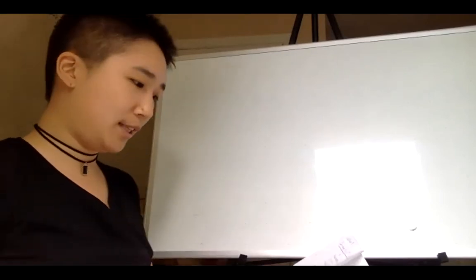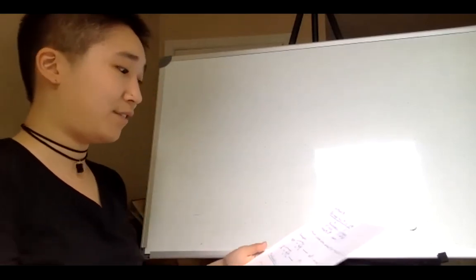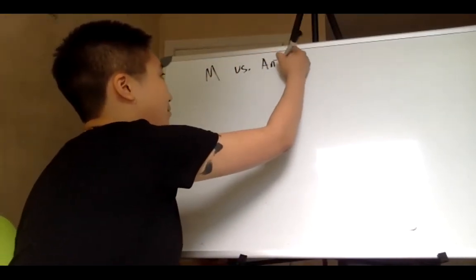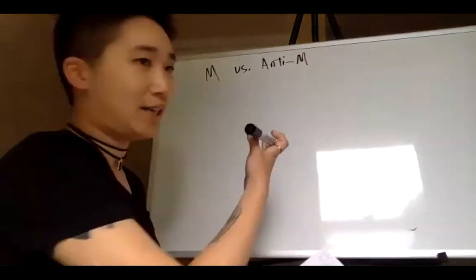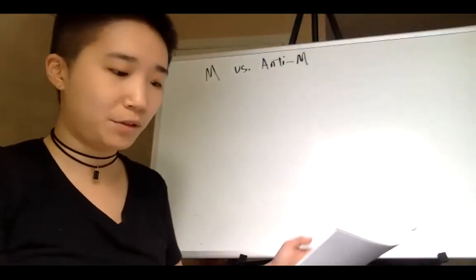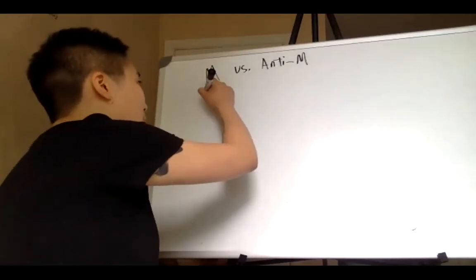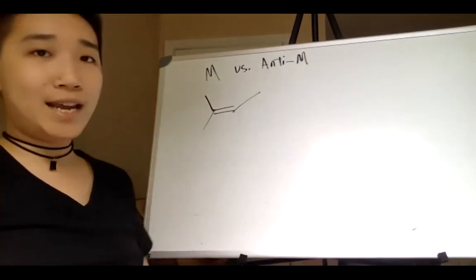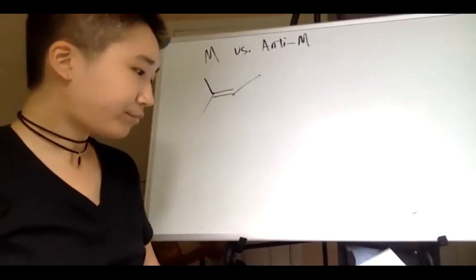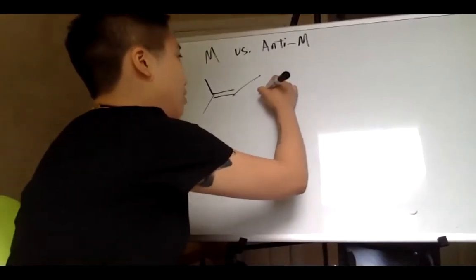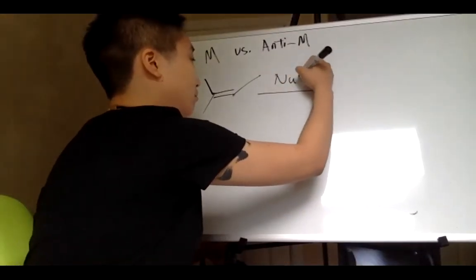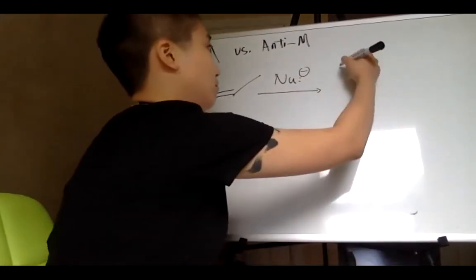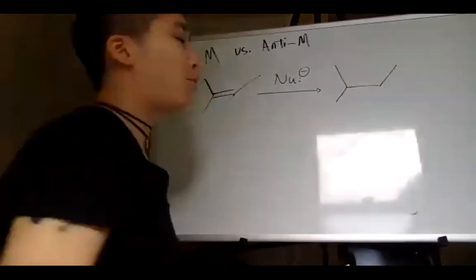And now we're going to talk a little bit about Markovnikov versus anti-Markovnikov addition. Just shorthand notations because I'm too lazy to write the full name. Let me use one picture to illustrate the difference between the 2. I have an asymmetric alkene on the board, and I'm going to add a nucleophile to it. So for Markovnikov addition, where should I draw my nucleophile?